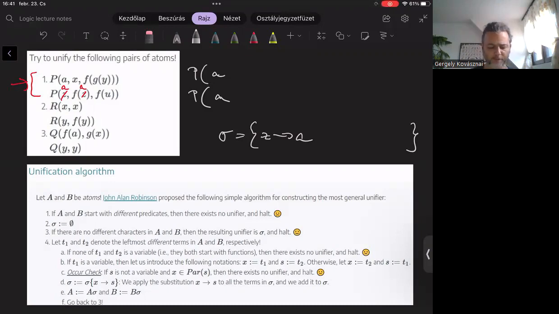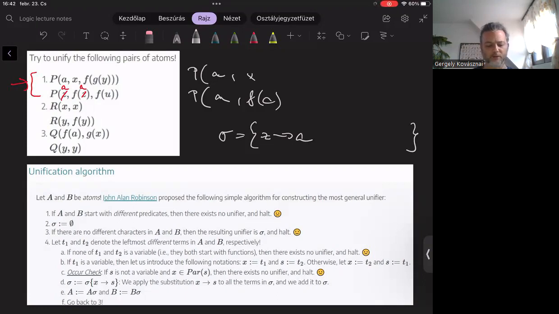Okay, in step F, we go back to step 3. So again, in a loop, we check if there are any different characters in the 2 atoms. Yes, there are. X and f of A. They are 2 different terms. And of course, we have to check in step 4 if any of those two terms is a variable. Yes, X is a variable, very good.